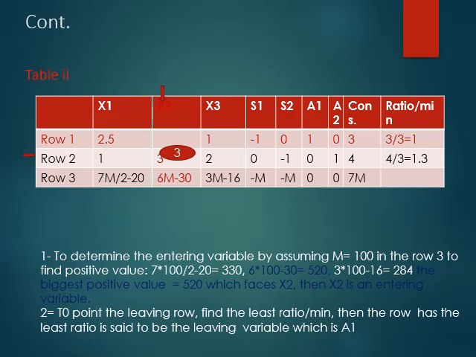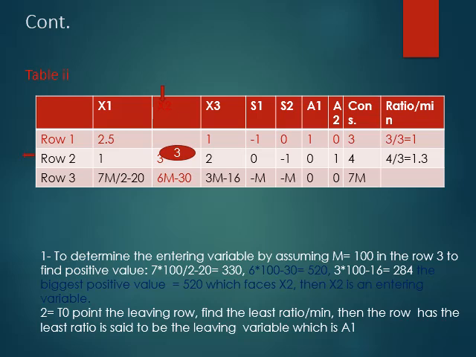Don't worry. So 3 times 100 negative 16 equal 284. So the biggest positive value is 520, which faces x2. Then x2 is an entering variable.